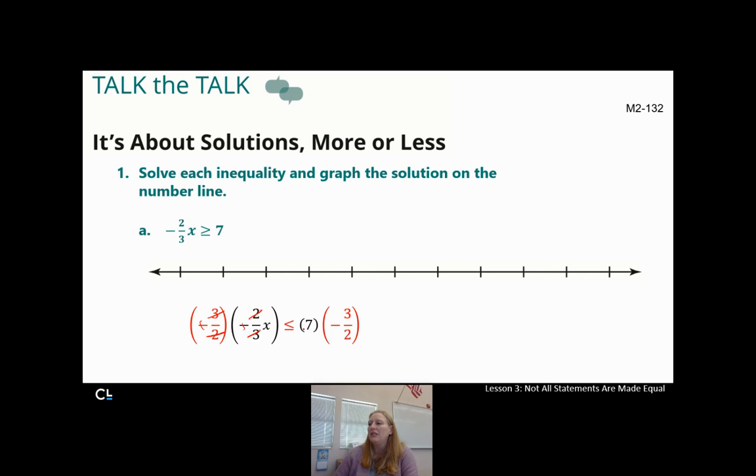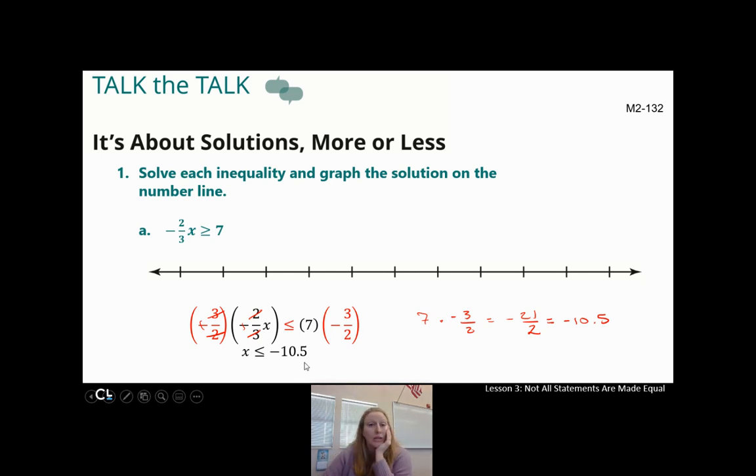We do maybe need to do a little work here. So if you're trying to remember how to do this, first of all, positive times a negative is a negative. And remember how we multiply with the top and divide out the bottom. So 7 times 3 is 21 over 2. If you wanted to, you could write it as a decimal, which I believe would be negative 10.5. So that means that x is less than or equal to negative 10.5.